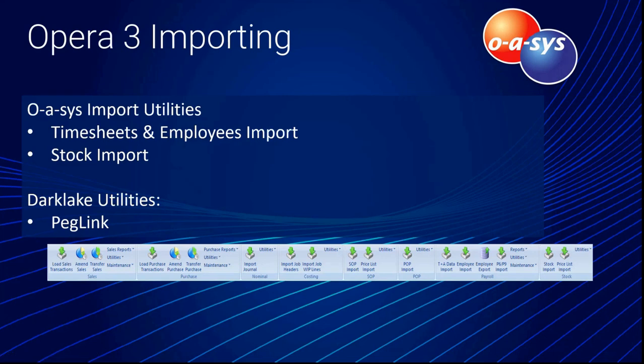I want to talk about Opera 3 importing, but in this instance, the different utilities covered by o-a-sys and of course by Darklake. So from an o-a-sys point of view, we have several utilities, but when it comes to importing information, the timesheet and employee import is one of our more recent ones. And then we have the stock XLS import, again, that's been around for quite a while. And as you guys know by now, I've been partnered with Darklake Development, sorry, for quite a while. And they do a utility called PegLink. PegLink is all about importing information into Opera 3.